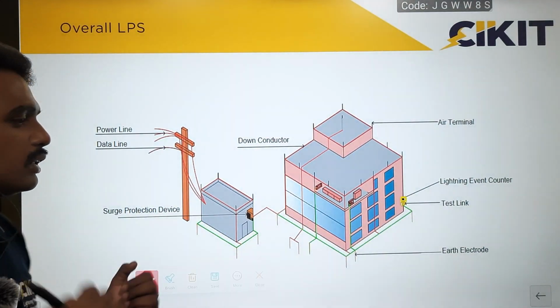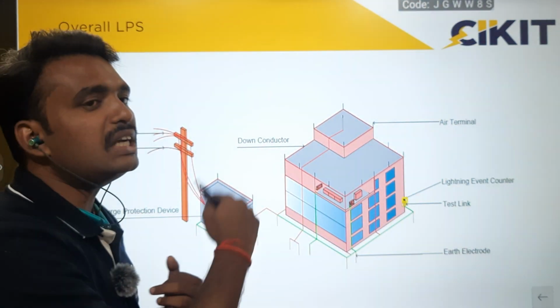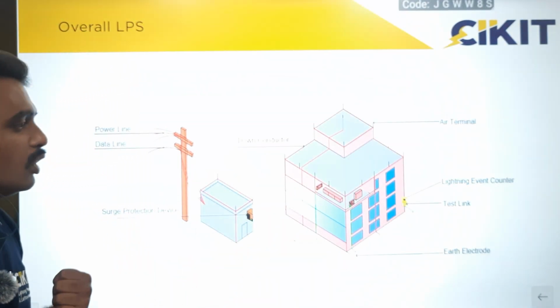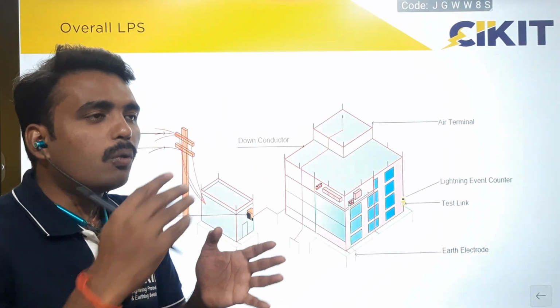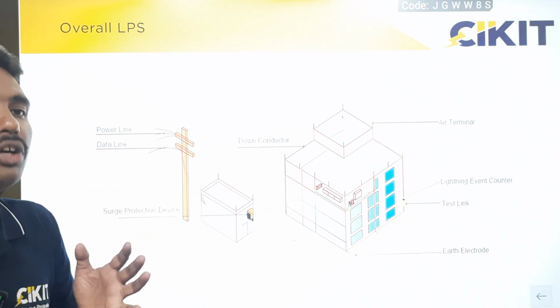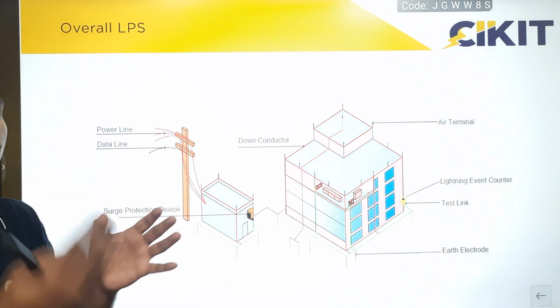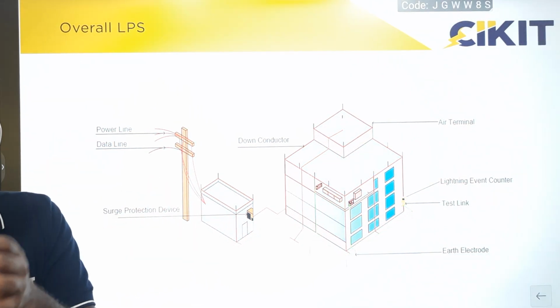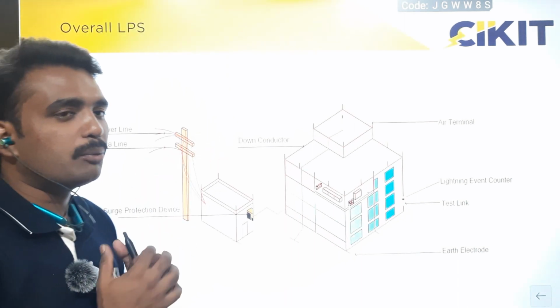So if we are going for proper designing of a lightning protection system, we have to consider both external and internal. The number of air terminals required for one site, the spacing between the down conductors, how many down conductors are required, how many earth terminals are required. The standard has provided a set of detailed calculations and procedures to be followed for this lightning protection system.